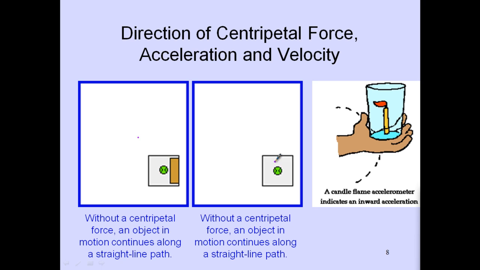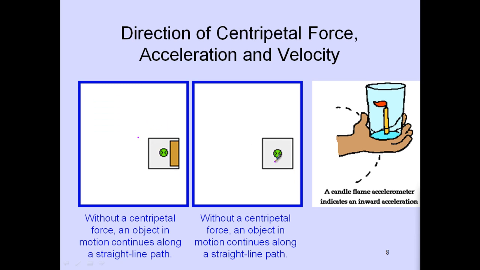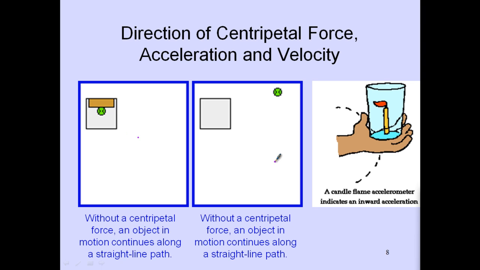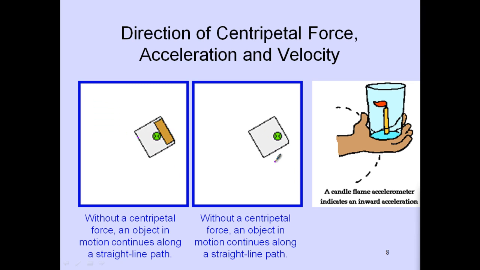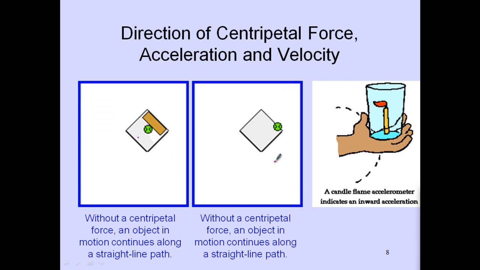We can also see this if we take a candle, put it in a little cup, which I'm going to do in class someday, and you spin around in a circle. That flame will point towards the center of the circle because the centripetal force is pulling it inwards. Kind of neat to see.